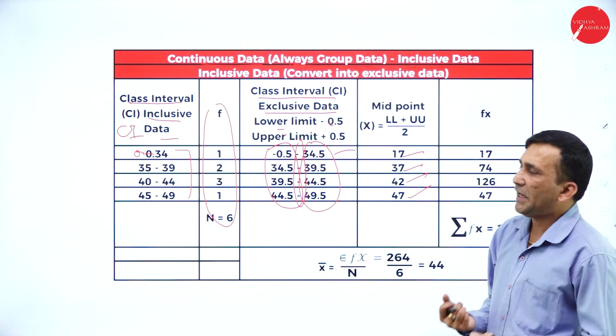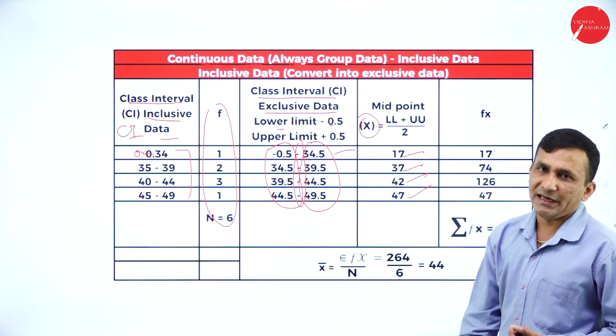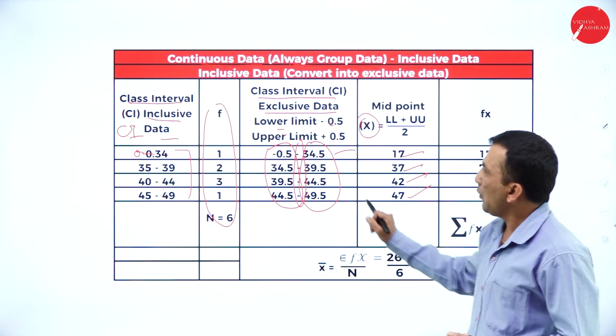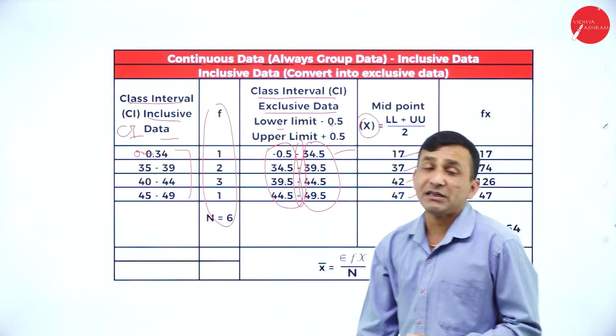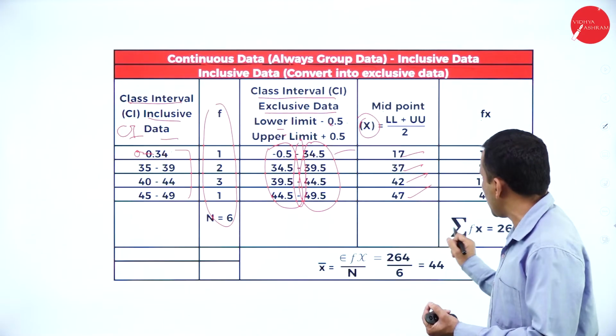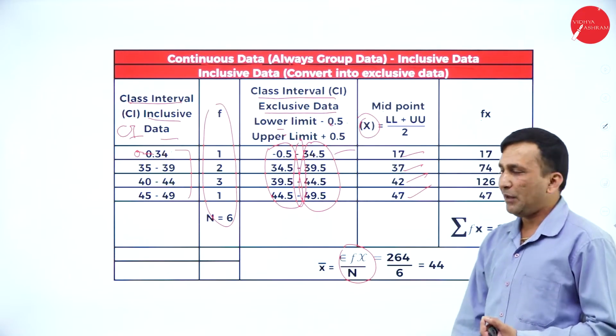So once we get the midpoint, we call it the x series. Now once we have the x values, we need to multiply each with the respective frequency, so f into x. Why? Because the formula is sigma fx divided by capital N.